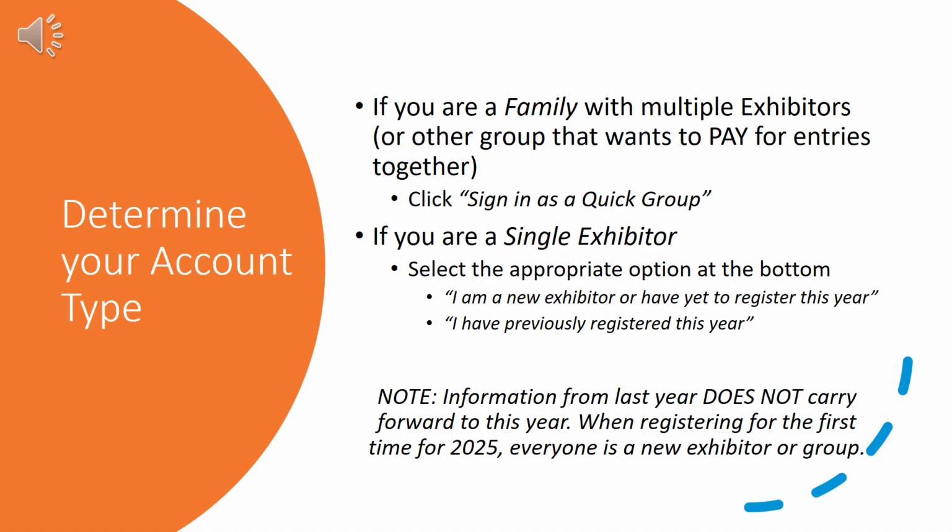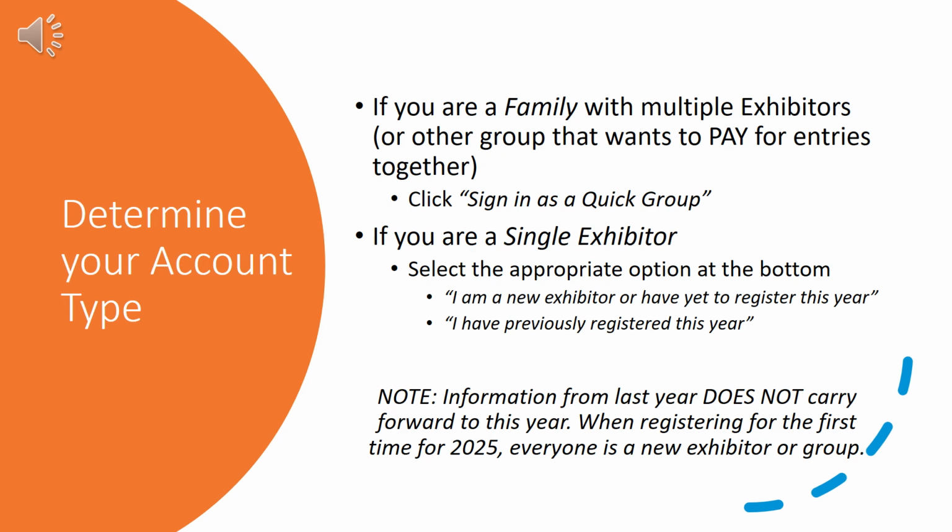The first thing you will need to do when registering is to determine what type of account you need to set up. If you are a family with multiple exhibitors or are a part of any group that wants to pay for your entries together, you will click Sign In as a quick group. If you are a single exhibitor, you will select the appropriate option at the bottom of the screen.